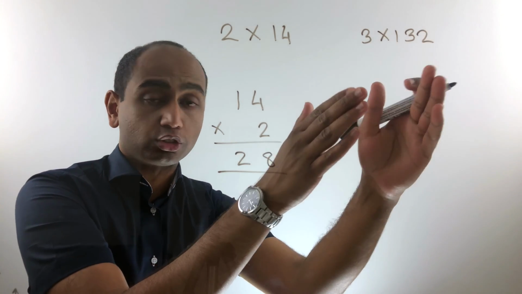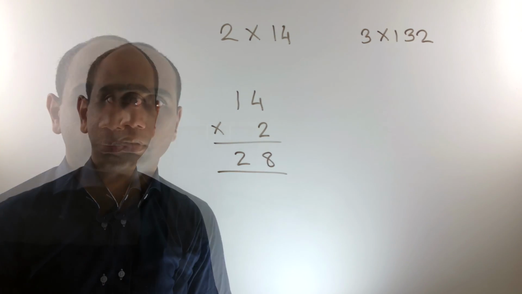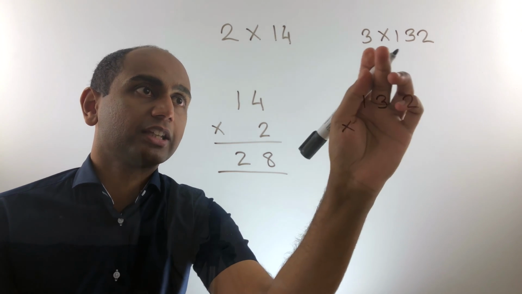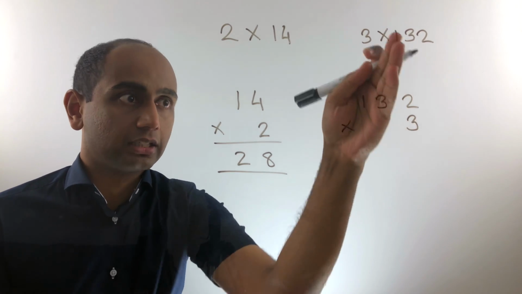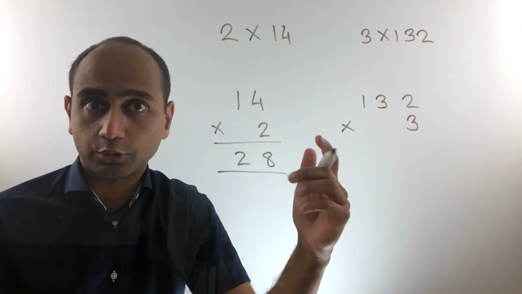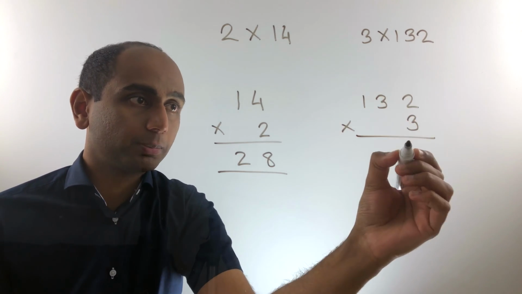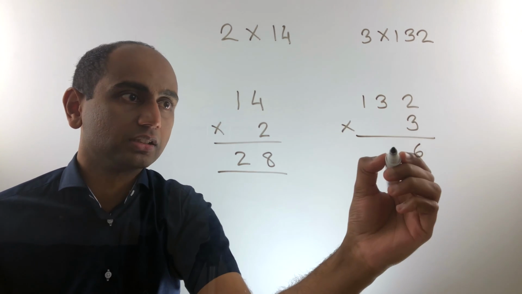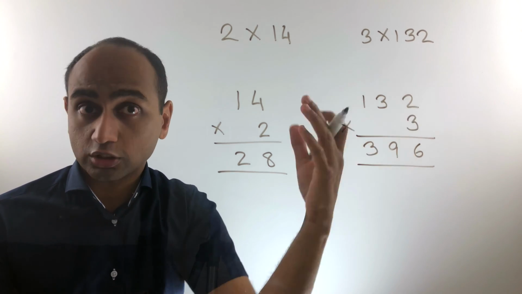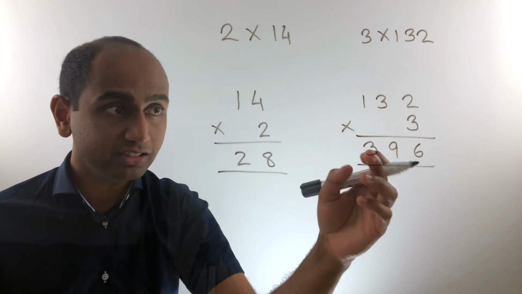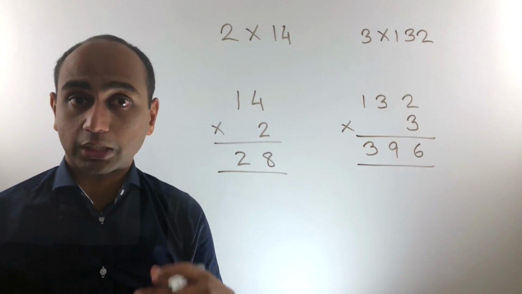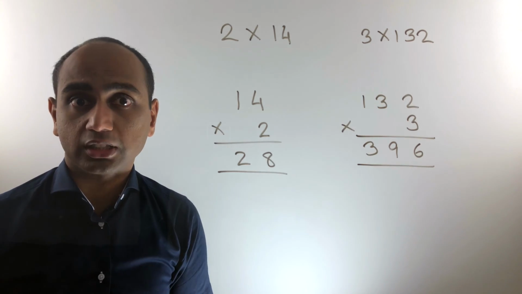Now here's an example for you to try. Pause the video and have a go. Here's the answer. We write out 132. We're multiplying that by 3, and I've got them in place value columns lined up. So 3 units is under the 2 units of the 132. 3 multiplied by 2 is 6, 3 multiplied by 3 is 9, and 3 multiplied by 1 is 3. So we've got 3 lots of 2 units, which is 6 units, 3 lots of 3 tens, which is 9 tens, and 3 lots of 100, which is 300. So 3 multiplied by 132 is 396.